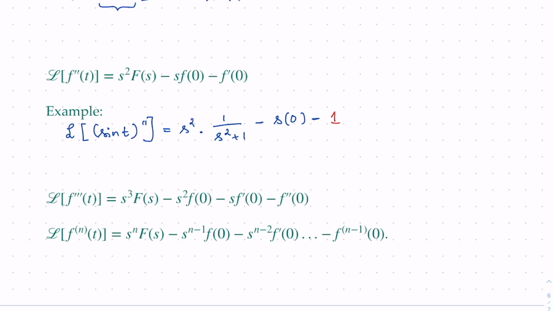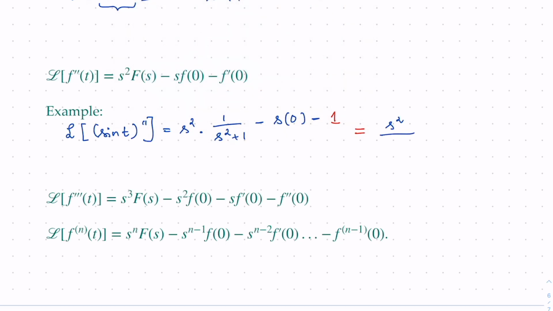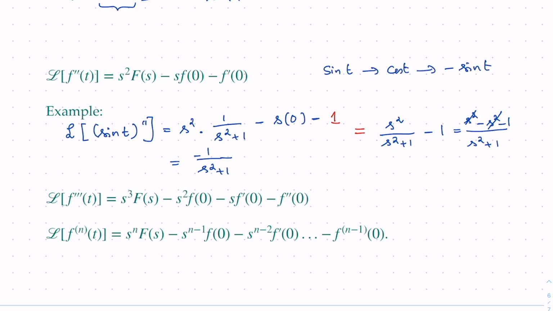Now if I simplify this, I'm going to have s squared over s squared plus 1, minus 1. If I simplify further, you're going to have s squared plus 1 in the denominator, and the numerator would be s squared minus s squared minus 1. The s squared terms cancel, and what you have here is negative 1 over s squared plus 1. And by the way, what is the second derivative of sine? The first derivative is cosine, and the second derivative is negative sine t. You all know that.